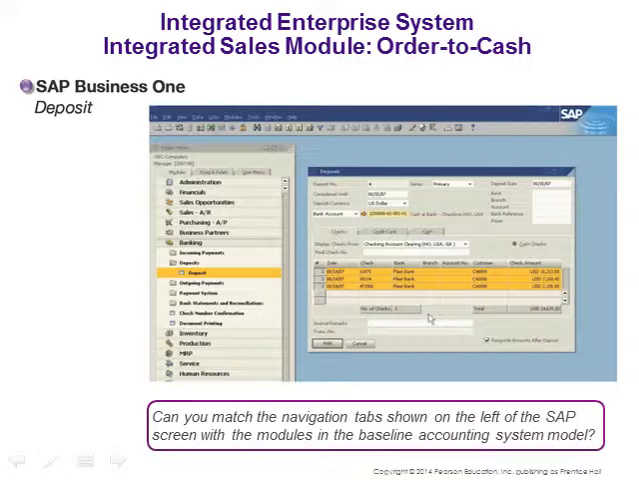SAP refers to the sales cycle or sales module as order to cash. It is called order to cash because the cycle starts with the customer order and ends when cash is collected from the customer. Notice what is similar to the invoice form used by small business accounting software such as QuickBooks. Although SAP is more complicated than small business accounting software, after you learn the basics of accounting software, it is possible to transition to larger systems.